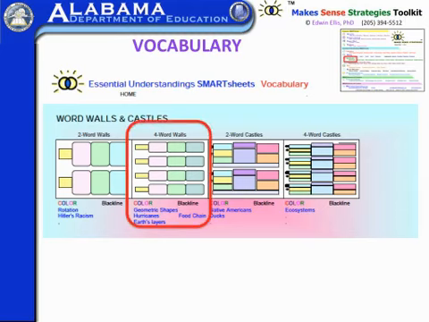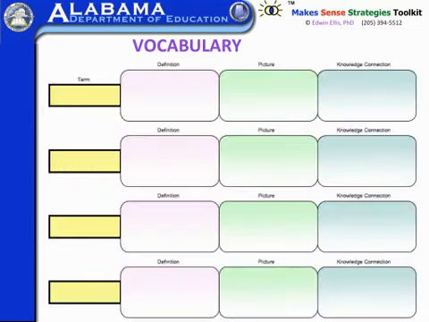And so to begin with, I'm going to show you just a very simple one to illustrate some of the basic stuff that I've been talking about. In this particular one, you have the term, what's the definition, draw a picture of what it looks like, and what's a knowledge connection. So there's just some simple basic prompts there. Remember that the definition needs to be in kid-friendly language to the extent that you can make that happen. What we don't want students to do is simply copy definitions; they need to use their own words as much as possible.